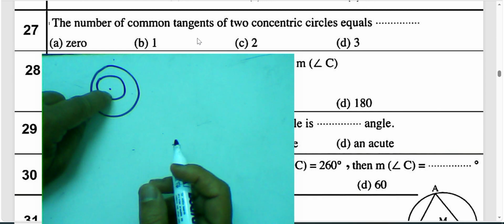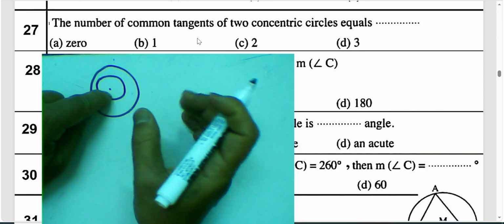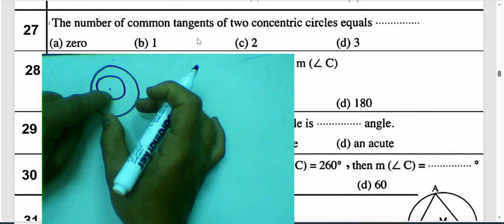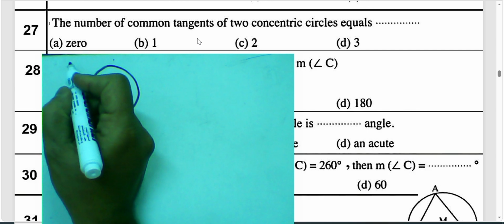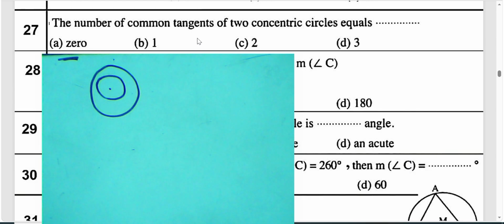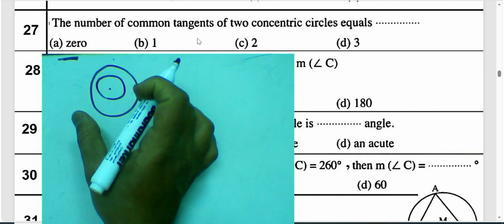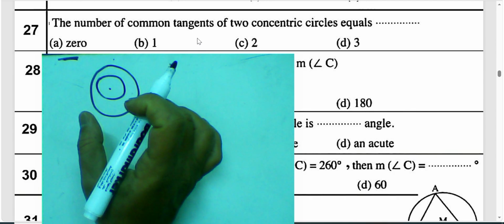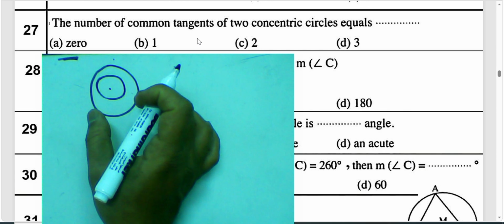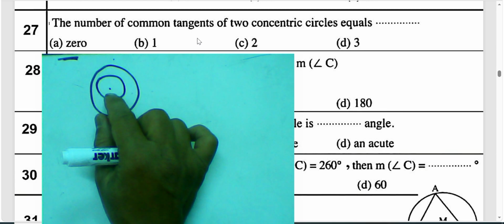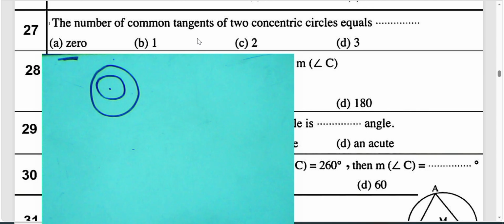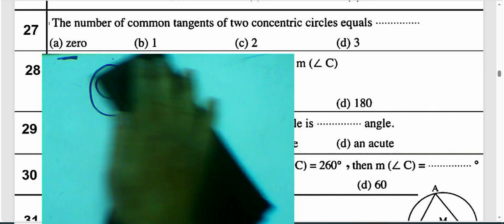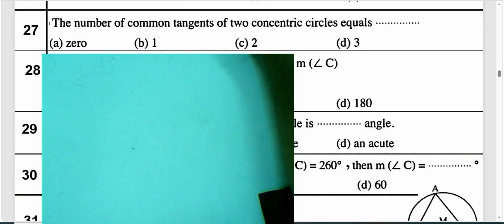Can you draw a tangent? Can you draw common tangents between two such circles? No, I can't. So, 0. We don't have common tangents for two concentric circles. Concentric circles means two circles drawn with the same center. Okay, understood? Now I will solve question 28. So the answer here will be 0.